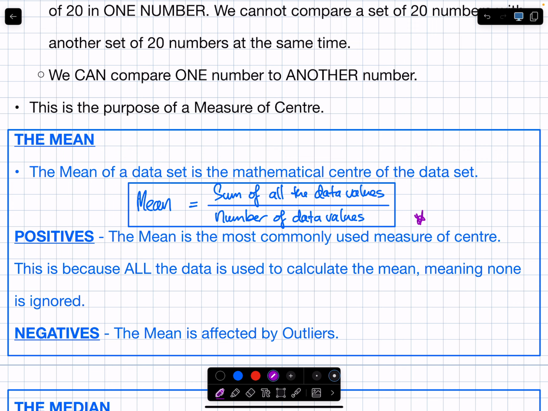This formula is probably where the teaching stopped in year 9 and year 8, but in year 10, we have to talk about the why. Positives and negatives of this.